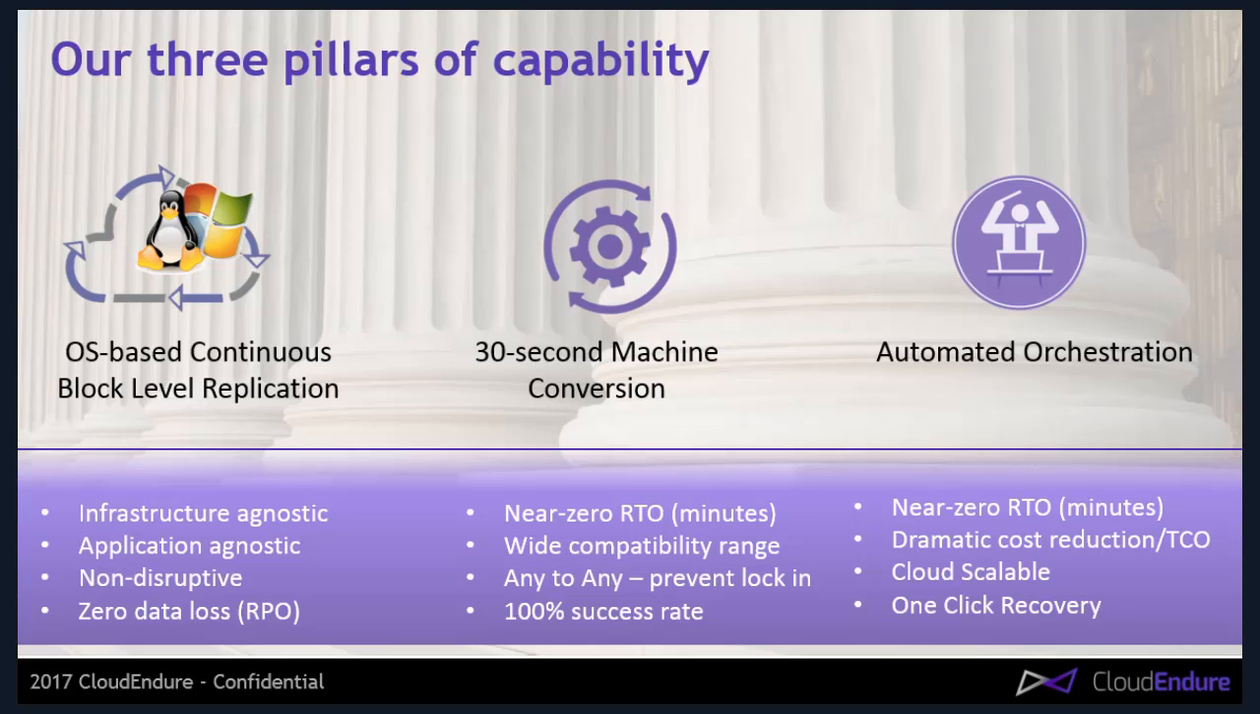Yeah, you're correct, Karl. CloudEndure has a very wide compatibility matrix of Windows and Linux servers, but Unix is not one of them. So it's x86 Windows and Linux servers.